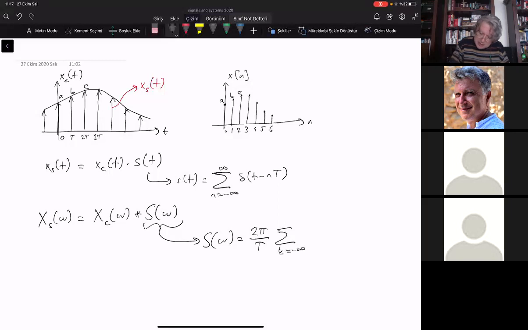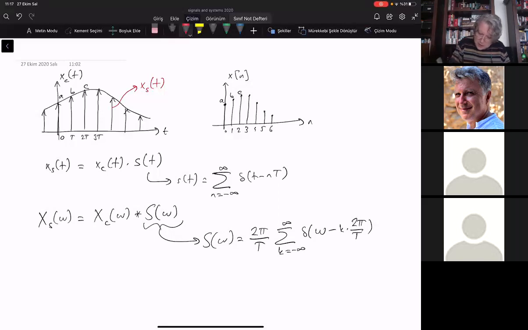Let's say k from minus infinity to infinity, an infinite summation of impulses on the omega axis. But how much are they separated? They are separated according to the frequency corresponding to this impulse train. And what is that frequency? The period is capital T, therefore the frequency is 2 pi over capital T. So we have k times 2 pi over capital T. They are separated by this much.